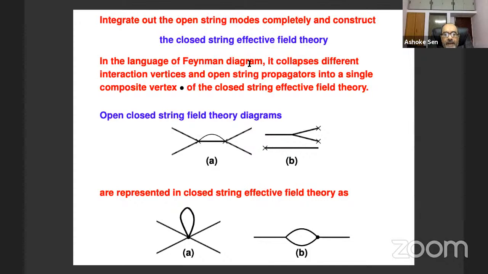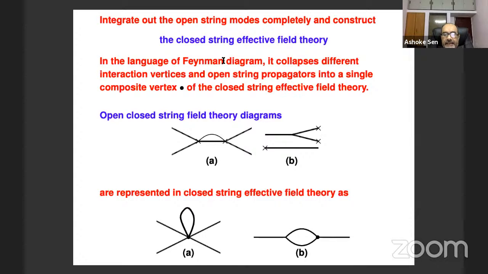So in the language of Feynman diagrams, what it does is that it organizes the Feynman diagrams in a somewhat different way. It collapses different interaction vertices and open string propagators into a single composite vertex, which I'll denote by this circle. And that composite vertex is the composite vertex of the closed string effective field theory.